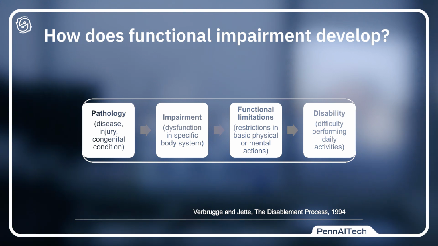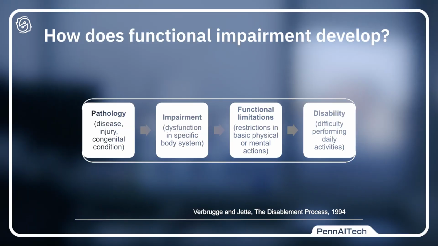It starts with pathology, proceeds to impairment in organ systems, then to functional limitations, and then to disability. So to give you an example of what I mean by that, I want you to imagine that someone develops pathology. In this case, let's think of diabetes. So an older adult develops diabetes, meaning elevated blood sugar.